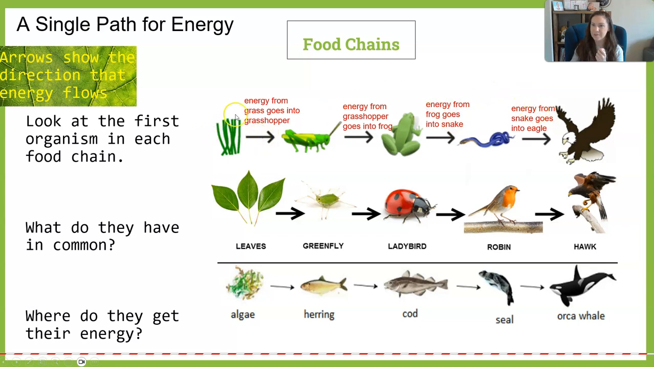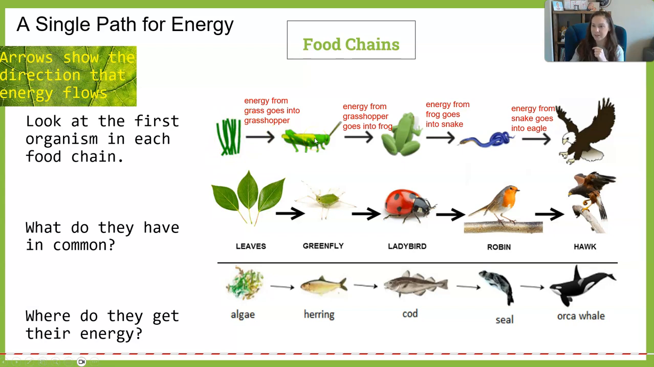So the energy from the grass is going to go to the grasshopper. The energy from the grasshopper is going to go to the frog. The energy from the frog will go into the snake. The energy from the snake will go into the eagle. The arrows here point to where the energy goes. It does not point to who eats what. The grass does not eat the grasshopper, okay? But the grass's energy goes to the grasshopper.